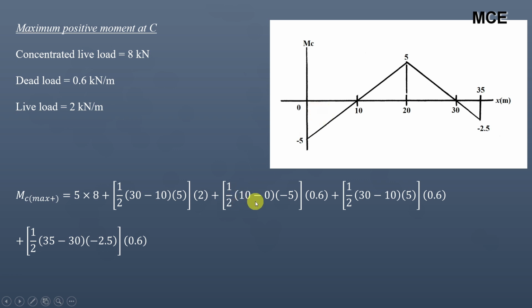So 1 by 2, 10 multiplied by minus 5, because the ordinate is minus 5, multiplied by the magnitude of the dead load, which is 0.6. And for this portion it will be 1 by 2, 30 minus 10 multiplied by 5 multiplied by 0.6. And for this portion it will be 1 by 2, 35 minus 30 multiplied by minus 2.5 multiplied by 0.6. Okay, so the value of maximum positive moment at C is 151.25 kilonewton meter.